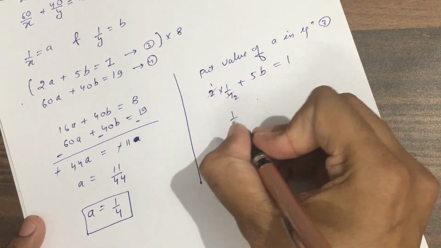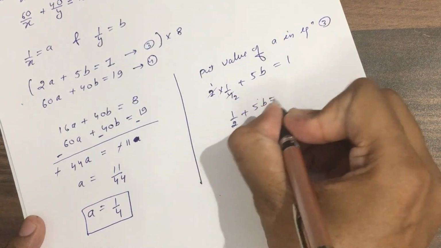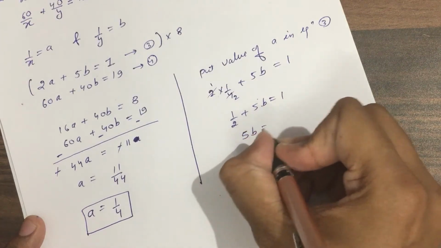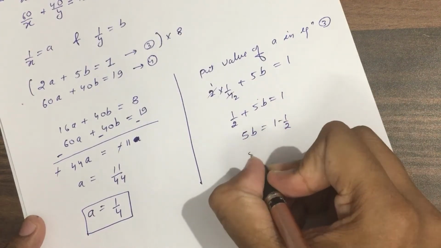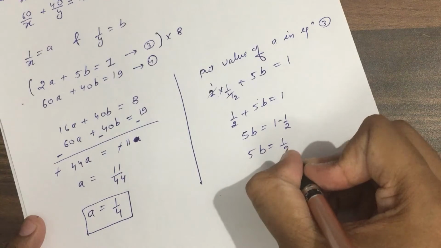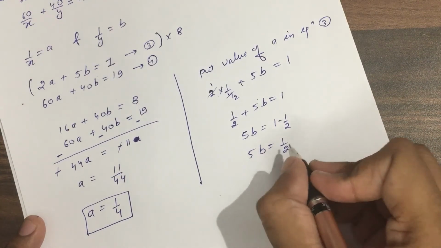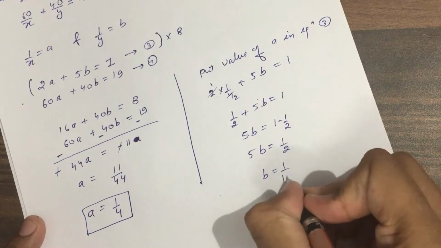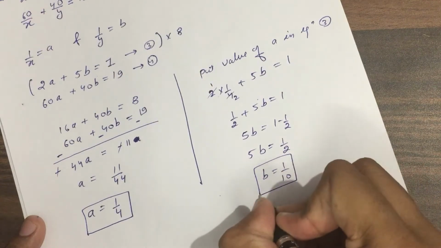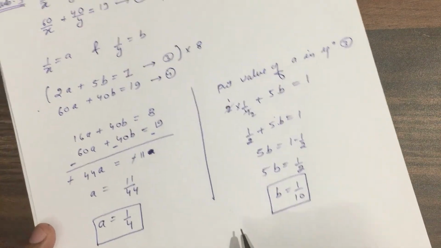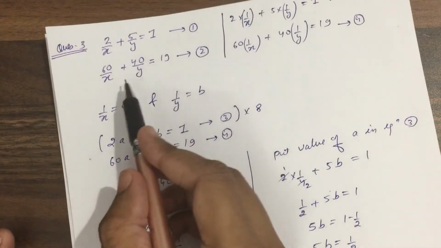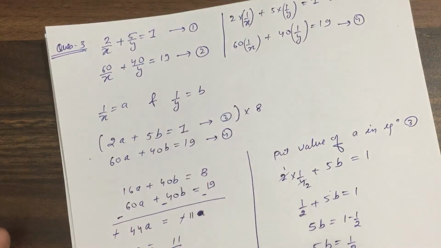and 2 times, 1 upon 2 plus 5b equal to 1, so 5b equal to 1 minus 1 upon 2, so 5b equal to 1 upon 2, then 5 will go in denominator, so b will be equal to 1 upon 10. So we have the values of a and b, but we are supposed to find the value of x and y, not a and b.